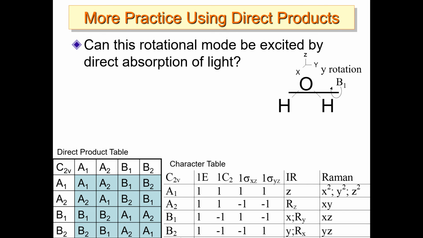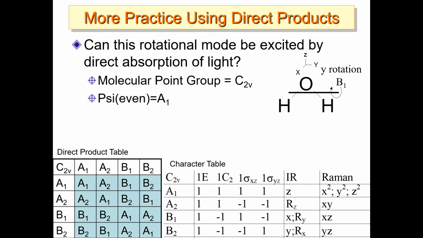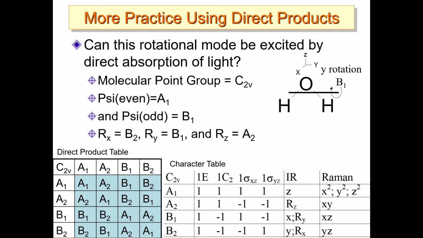So can this rotational mode be excited by direct absorption of light? It's the C2V molecule, so here's the character table. The even quantum numbers are A1, the odd quantum numbers are B1. Rotation around X is B2, rotation around Z is A2. You could do this for the other rotations too. So let's just look at rotation around Y. The symmetry of Z, we find that in the character table, and it's A1. So A1 times A1 is A1, and then A1 times B1 is B1.